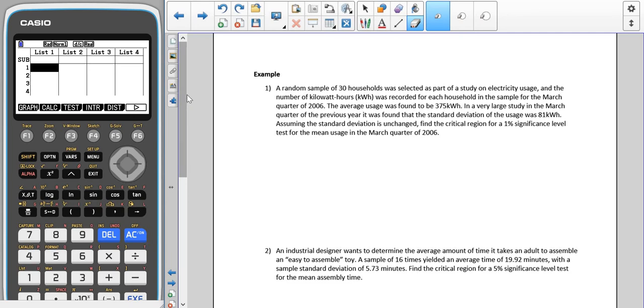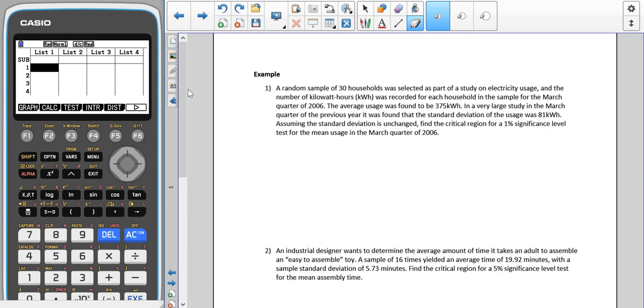So here we have a random sample of 30 households we select as part of a study on electricity usage. And the number of kilowatts per hour was recorded for each household in a sample for the March quarter of 2006. The average usage was found to be 375 kilowatts per hour. In a very large study in March quarter of the previous year, it was found that the standard deviation of the usage was 81 kilowatts per hour.